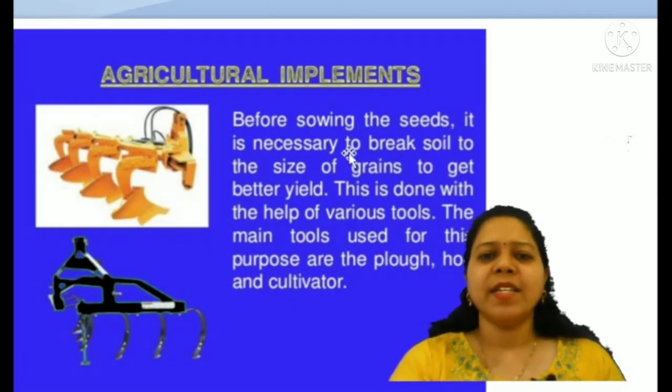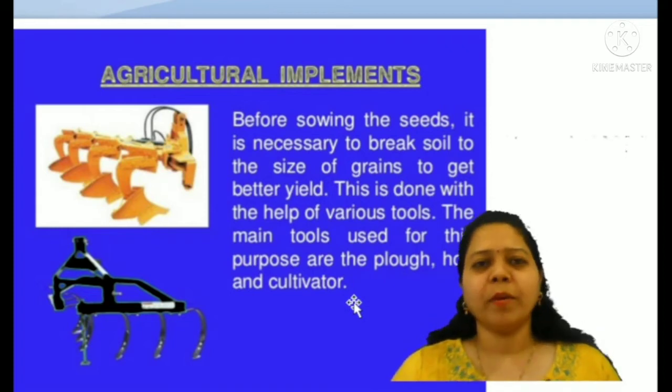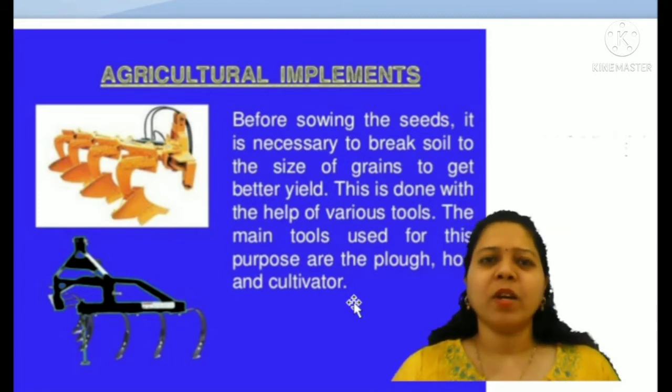Before sowing the seeds, it is necessary to break the soil to the size of grains to get a better yield. This is done with the help of various tools, and the main tools used for this purpose are plough, hoe and cultivator. Before sowing seed, we need to prepare the soil, which means loosening it with these tools.